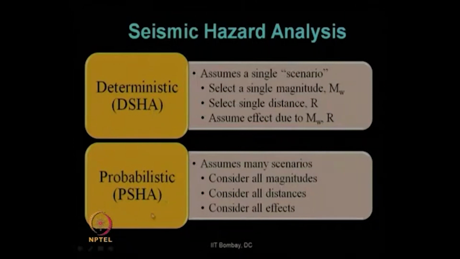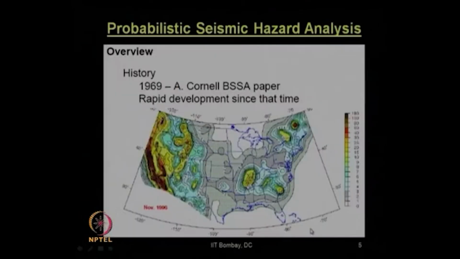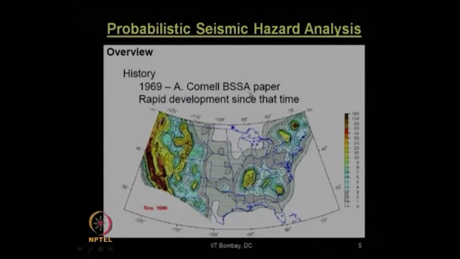Whereas in probabilistic seismic hazard analysis, we consider all the magnitudes involved, all the distances involved, and all the effects involved; that is, the probability or uncertainty involved in the event is completely taken care of. In 1969, Cornell, through the Bulletin of the Seismological Society of America (BSSA) paper, first introduced this concept of probabilistic seismic hazard analysis, or PSHA. Since then, there has been rapid growth in this area of PSHA, and it is still continuing today.